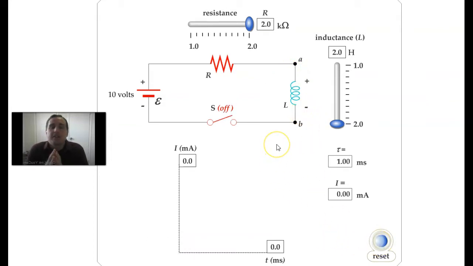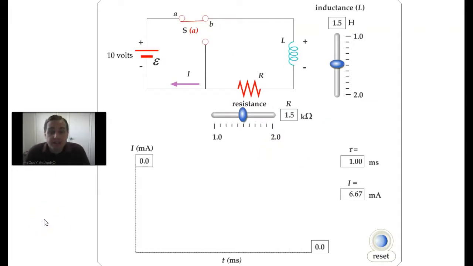Let's go ahead and see this for a discharging LR circuit. So what I have shown here is a discharging LR circuit. That is, we're going to throw this switch from position A to position B. Position A, we charge the inductor. Position B, we're going to allow the inductor to discharge. Again, the resistance and the inductance are set at 1.5 kiloohms and 1.5 henries. Remember, henries is the units of inductance. And the time constant should be 1.0 milliseconds.